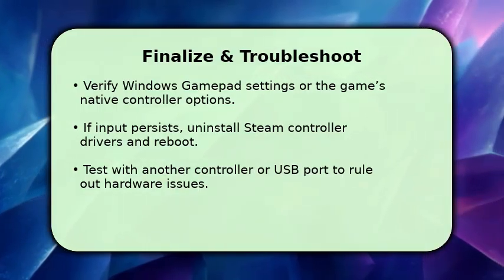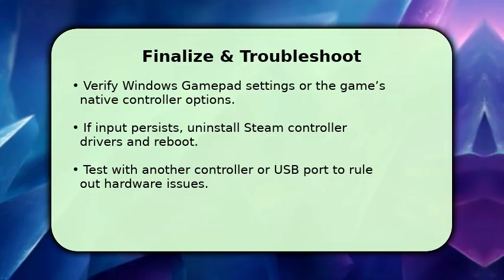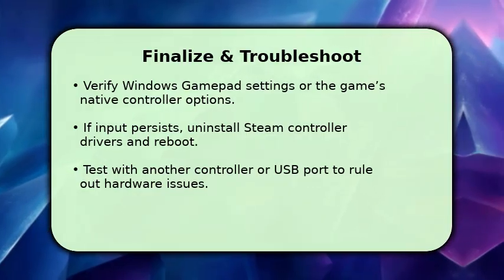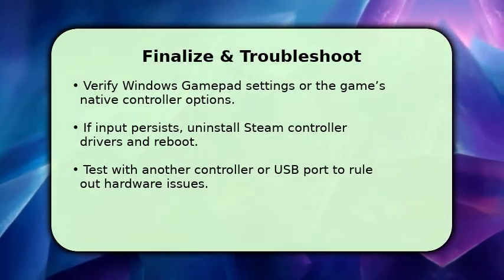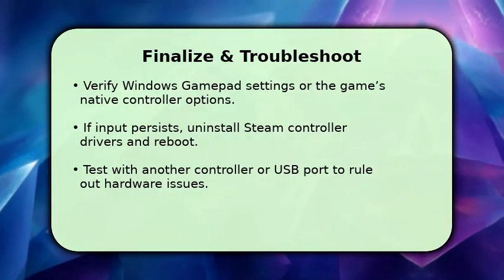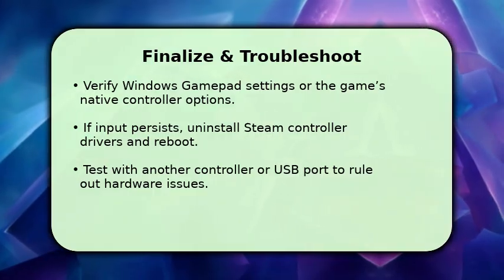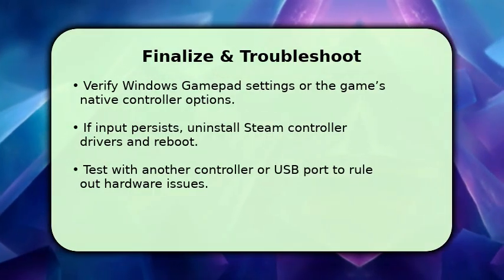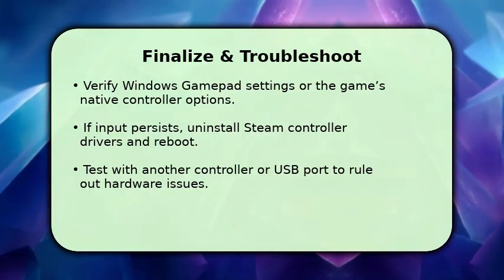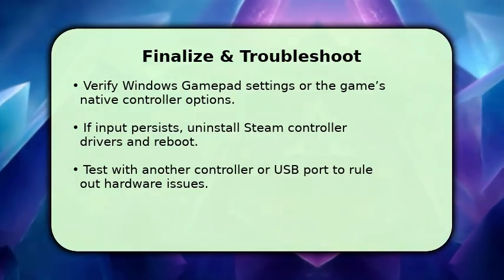If Steam still intercepts input, open Settings, Controller, and remove any added override profiles, or uninstall Steam's controller driver and reboot. Make sure to try a different USB port or another controller to eliminate hardware faults. If problems continue, re-enable Steam Input temporarily to reset binding.